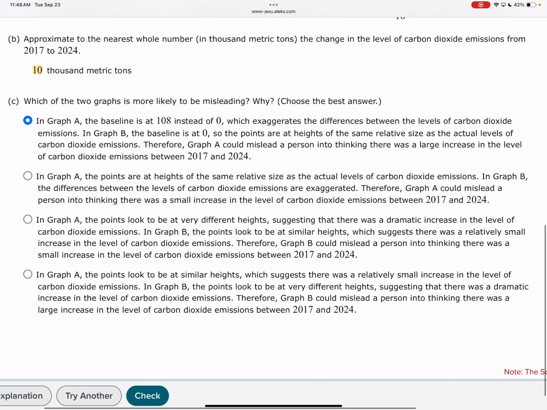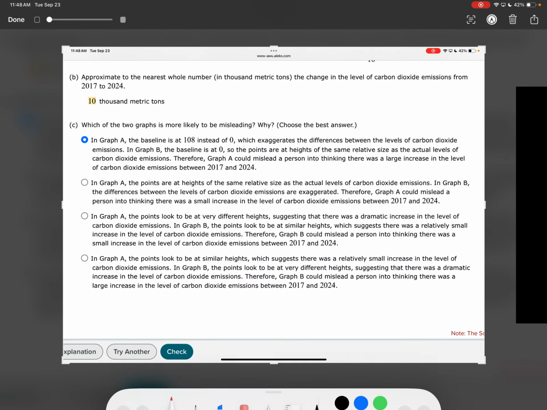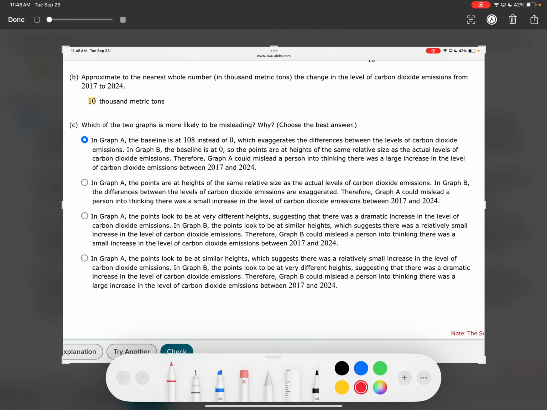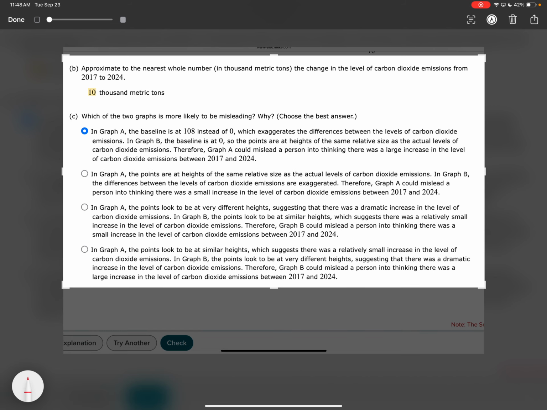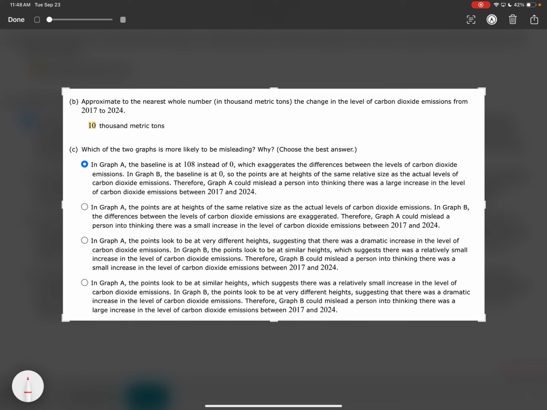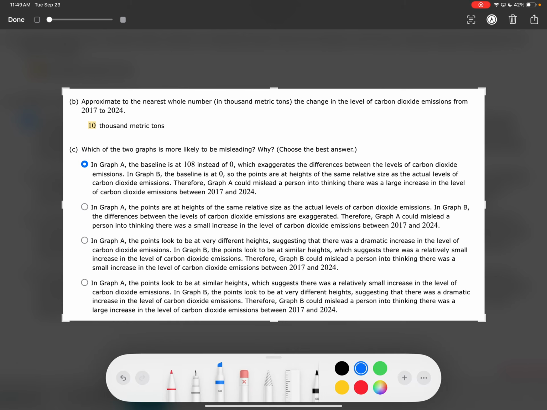Here's the easiest way to get part C. First of all, we determined that graph A is the wrong one because the y-axis is off, right? So the first thing I want to identify is which one of these says that graph A could mislead. And where you find that on these problems is right here on the last sentence. Graph A could mislead a person. Graph A could mislead. Graph B could mislead. Graph B could mislead. Right off the bat, I know that it's not this one and it's not this one because graph A is wrong. Now you've got a 50-50 chance of getting it right. So identify that first and then go read it.